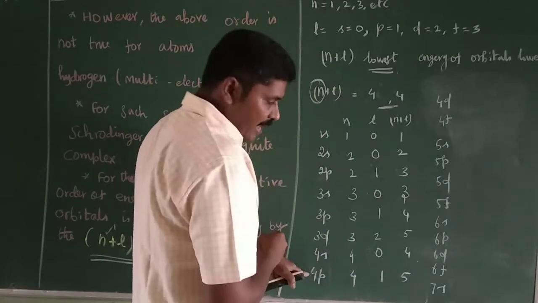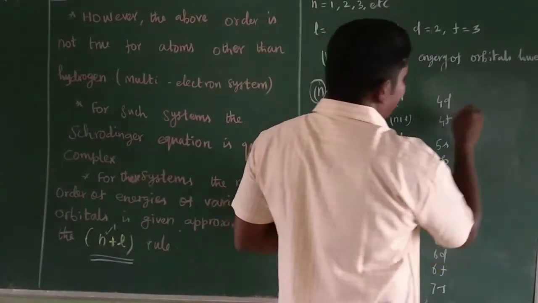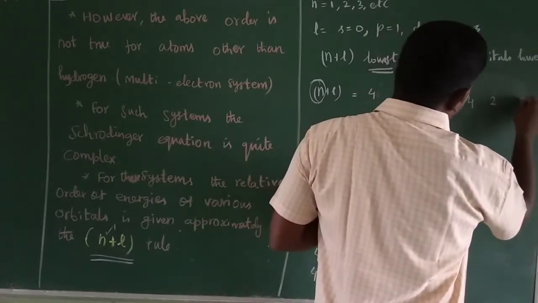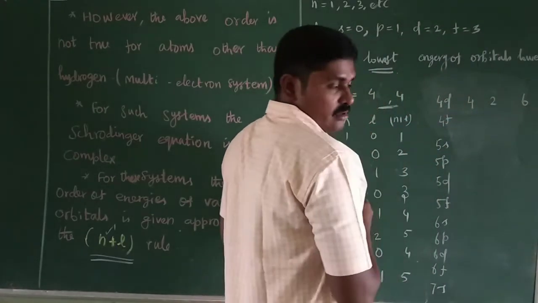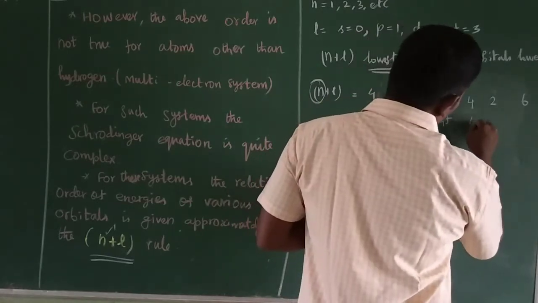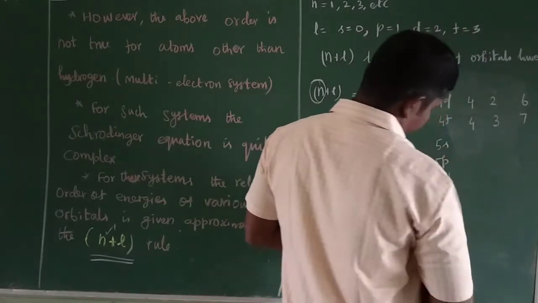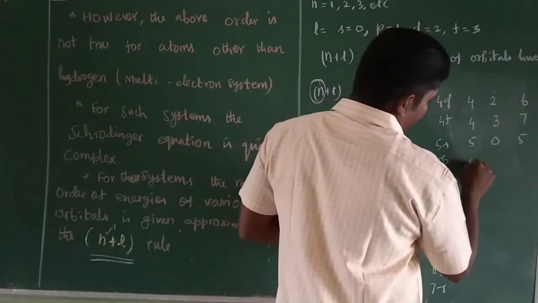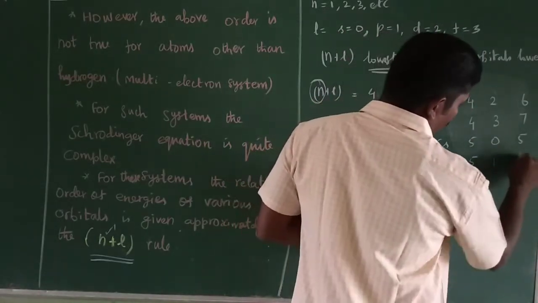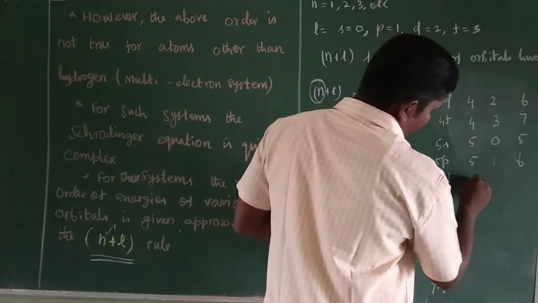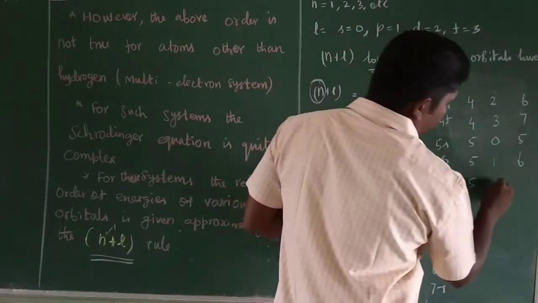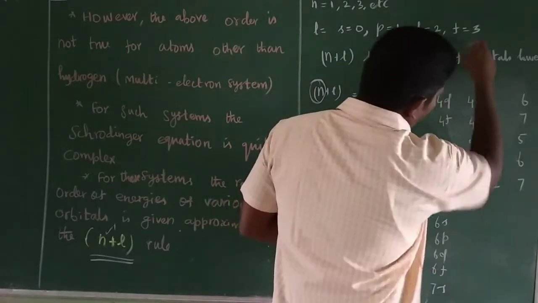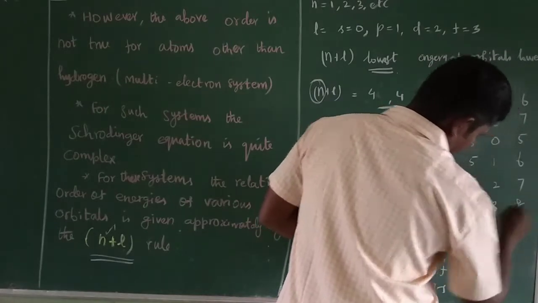Next, the 4d orbital: n is 4 and L is 2, so the n plus L value is 6. For 4f, n is 4 and L is 3, so 7. For 5s, 5 plus 0 is 5. For 5p, n is 5 and L is 1, so 6. In 5d, n is 5 and L is 2, so 7. In the 5f orbital, 5 plus 3 is 8.